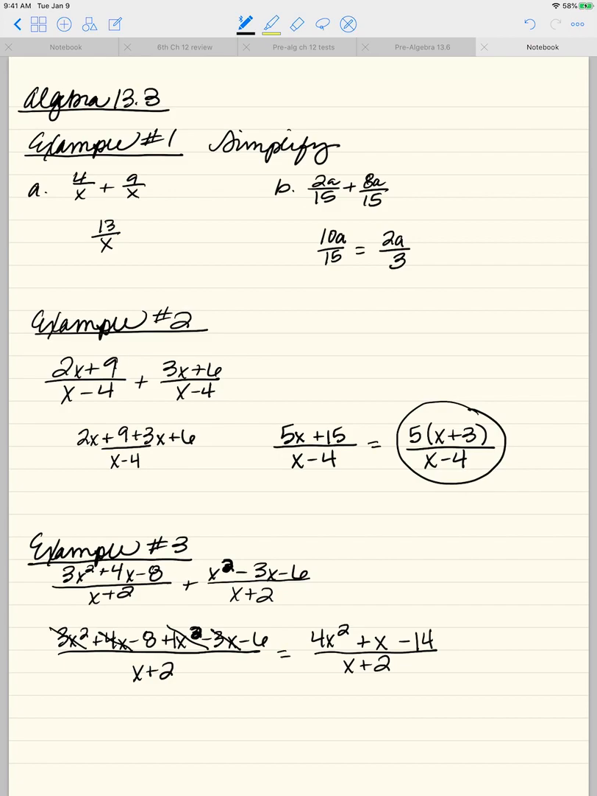I want to factor 4x squared plus x minus 14. That's going to factor to 4x minus 7 times x plus 2 all over x plus 2. I can write parentheses around there if it makes me visualize this a little easier. That cancels out, and I am left simply with 4x minus 7. I'm not writing that right now because my iPad pencil just died. So the answer to that is 4x minus 7.